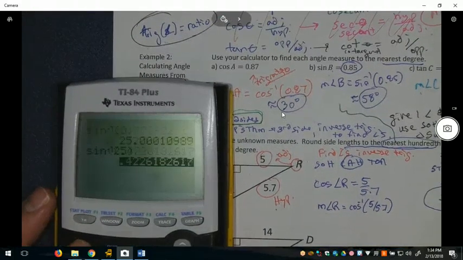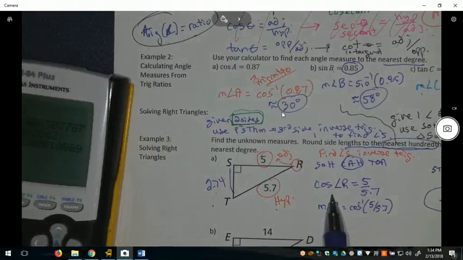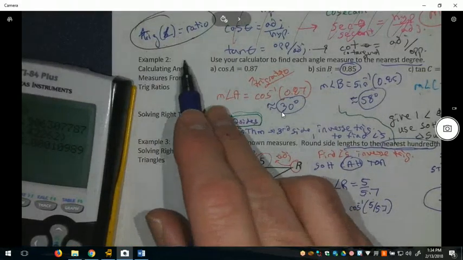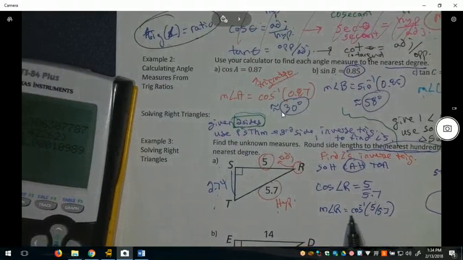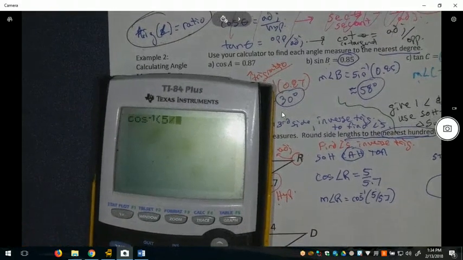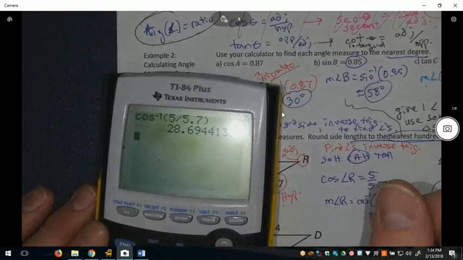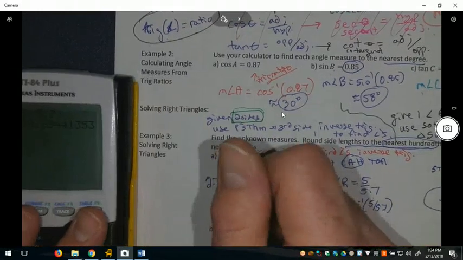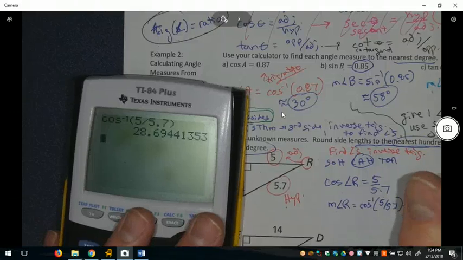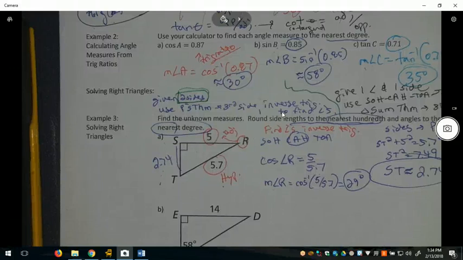Cosine inverse. Before, you guys were just setting up the ratios. If I said, what's the cosine of angle R, you'd say, oh, that's 5 over 5.7. Well, using inverse trig functions, we can actually figure out, or the calculator will tell us, what the measure of that angle is. So cosine inverse of 5 over 5.7 is 28.69, so 28.7, except they said for angles to round to the nearest degree, so it'll actually be 29 degrees. So there's the measure of angle R, 29 degrees.